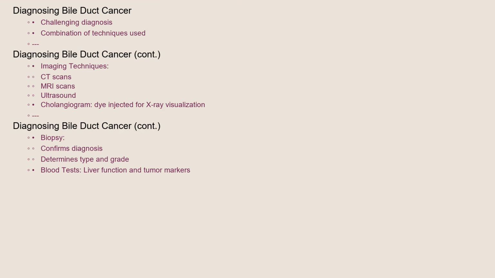Diagnosis. Diagnosing bile duct cancer can be challenging. Doctors use a combination of imaging techniques such as CT scans, MRI scans, and ultrasound to visualize the bile ducts and identify any abnormalities. A cholangiogram, where dye is injected into the bile ducts to make them visible on X-rays, can also be performed. Biopsy, where a sample of tissue is taken for examination under a microscope, is crucial for confirming the diagnosis and determining the type and grade of the cancer. Blood tests to measure liver function and tumor markers can also provide valuable information.